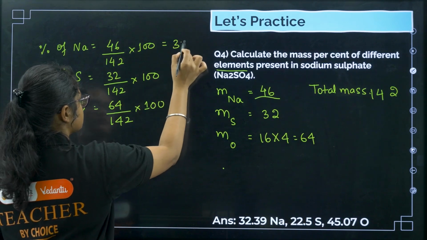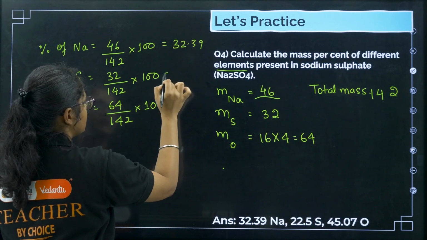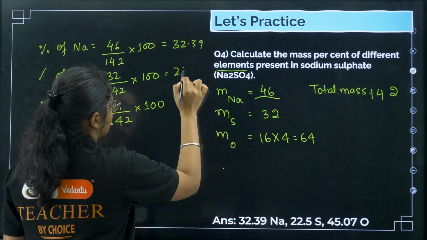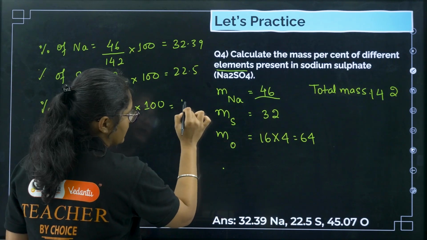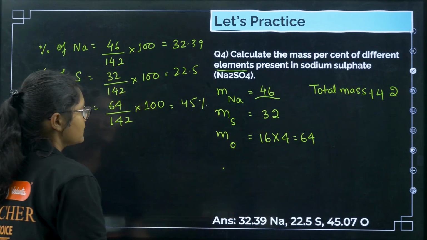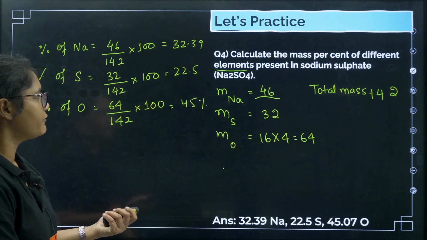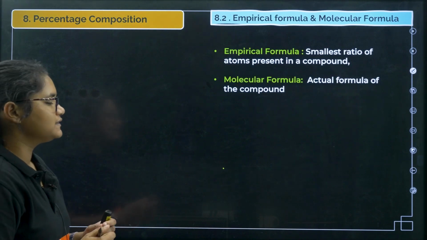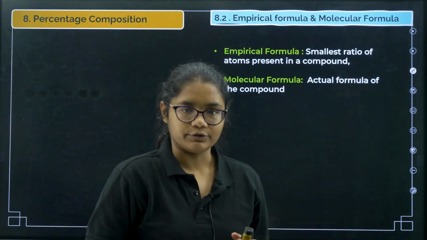You can check the calculation. Here we will be getting 32.39. Here you will be getting 22.5, and here you will be getting 45%. Okay. Fine. Now let us talk about what is empirical formula and molecular formula.